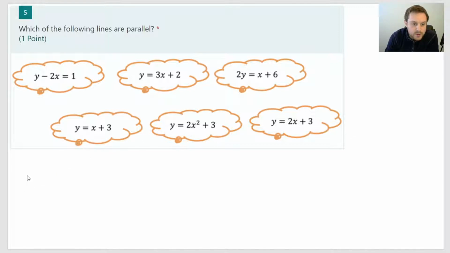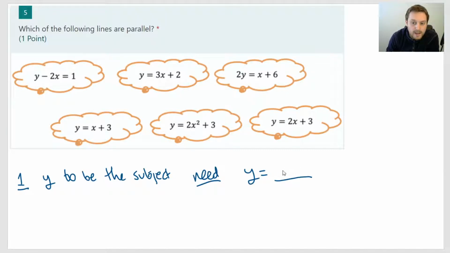Okay, so first of all, you need y to be the subject. So this means you need y equals and then something that just has x's and numbers in. Okay, number 2, you need it to be linear. Okay, so it can't have x squared or above in it.